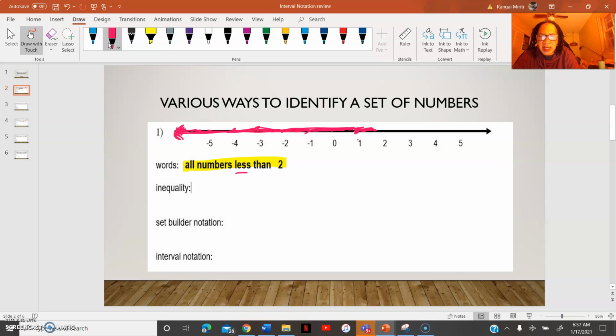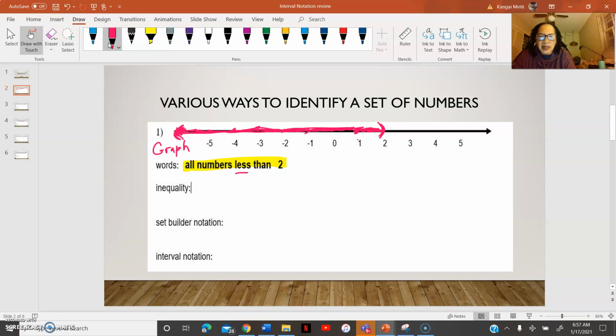Since it says less than 2, that means I don't want to include 2, but I want everybody at least less. So I want to get as close to 2 as possible. The way that I indicate that I'm not including 2 is I use this curly looking parenthesis to say 2 is not included, so everybody less than 2. So we have now represented the set of numbers, all numbers less than 2, with what we're going to call a graph. Graphing on a number line.